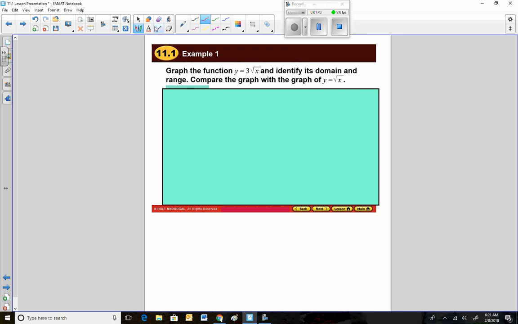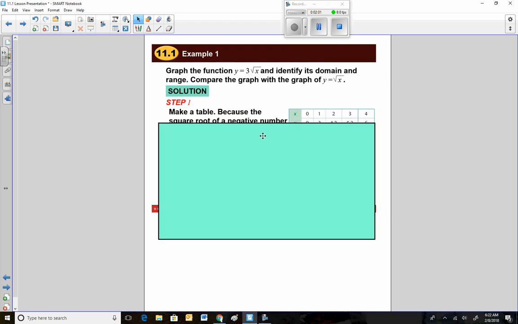All right, so you saw what the parent function looks like. Let's see what happens. If you put a 3 out in front for a line, it would cause it to get closer to the y-axis. If you put a 3 out in front of the x in the quadratics, which we just studied, you would also see it get closer to the y-axis. It causes it to stretch. Guess what? No different here.